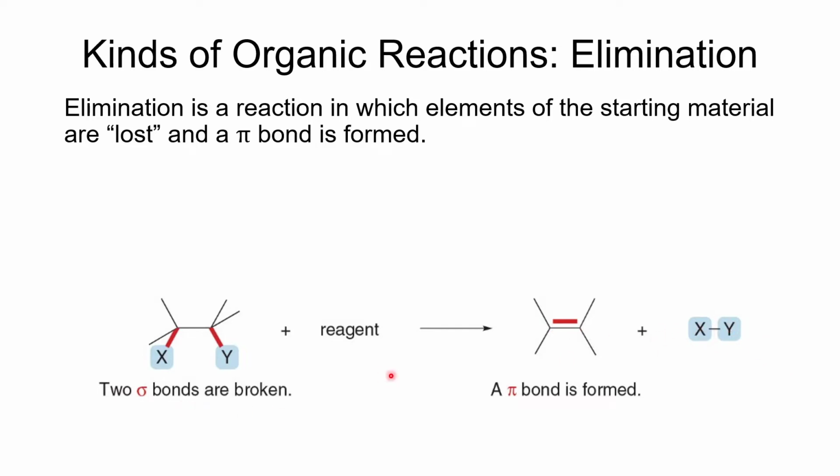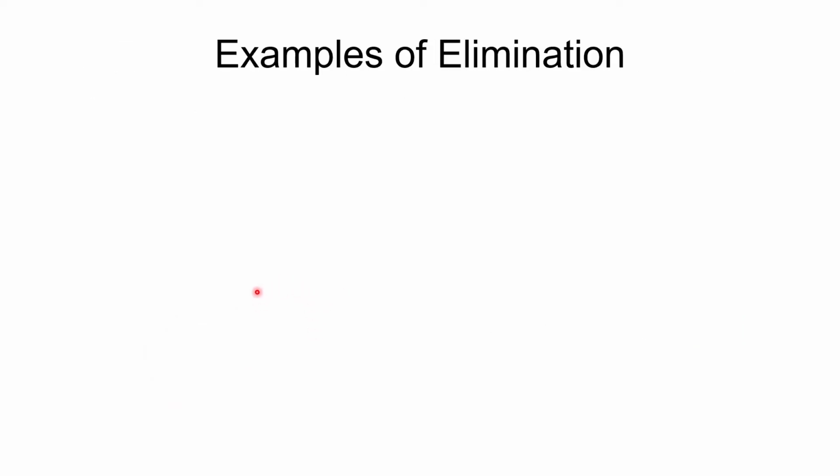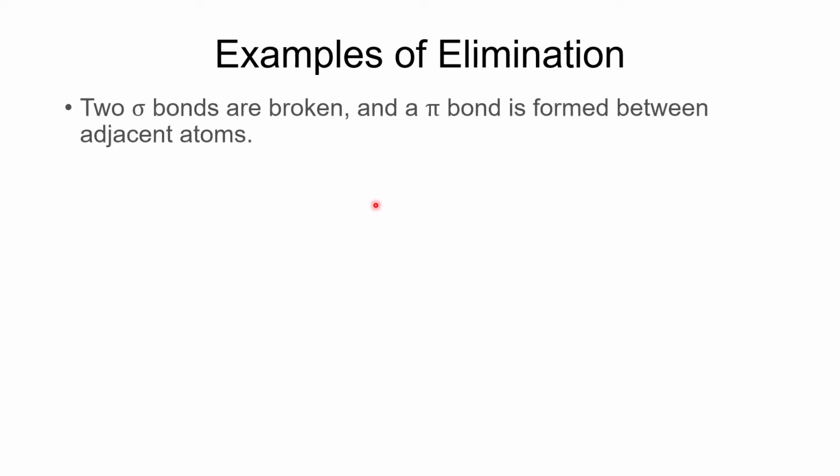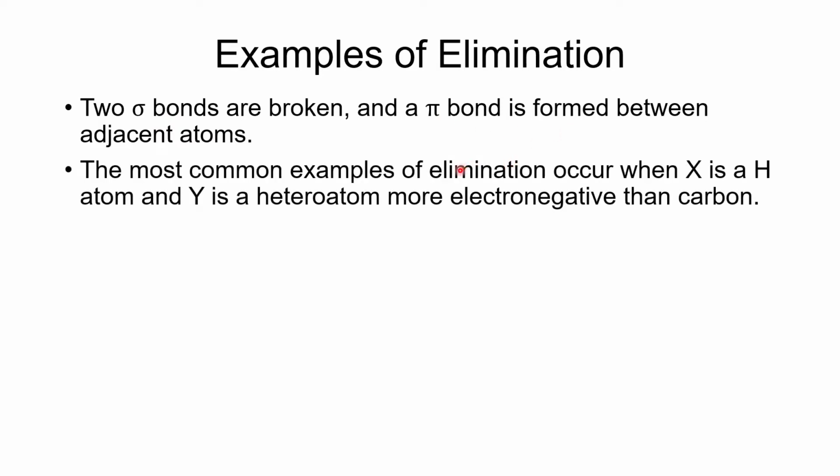Sometimes that product is interacting with the reagent. There's all kinds of ways that this can happen, and again there are all kinds of possible mechanisms that we can do with that particular thing. Let's look at a couple of examples of elimination. Here we've got two sigma bonds broken, and then a pi bond is formed.